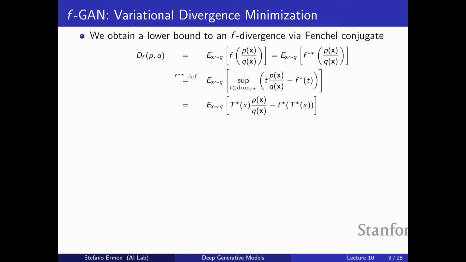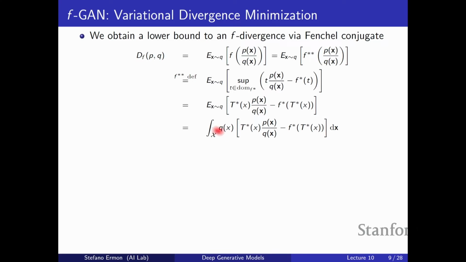And this is kind of what the discriminator is going to do later on. But you see that now we have an expression that is not too bad. It's an expectation with respect to Q that we know how to approximate using samples. And now the density ratio is outside the argument of this f function that we use to score them.